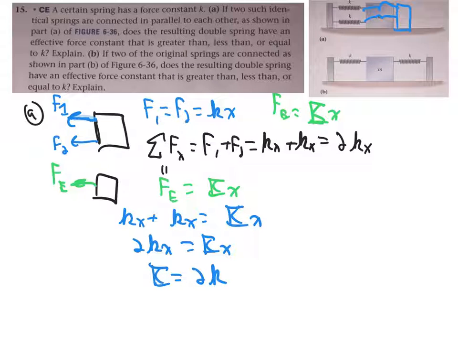So the new spring constant is twice the original spring constant, so clearly, therefore, greater than, because it's exactly twice as much. These are called parallel springs, and that's a useful thing to know, that if you add two identical springs in parallel, they get twice as strong.